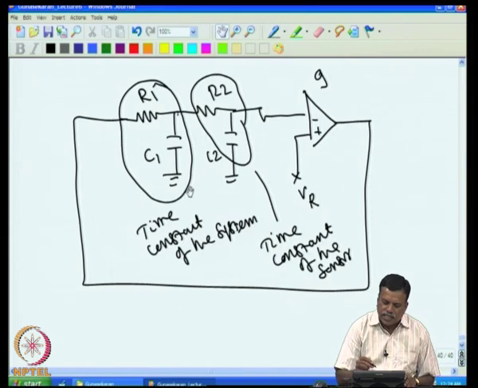Now, consider this case. Here we have an oven and here we have a temperature sensor. The temperature sensor output is given to a comparator or an amplifier, and we compare it with the reference. This is a set value. The difference between these two is amplified, and the amplified voltage appears here.